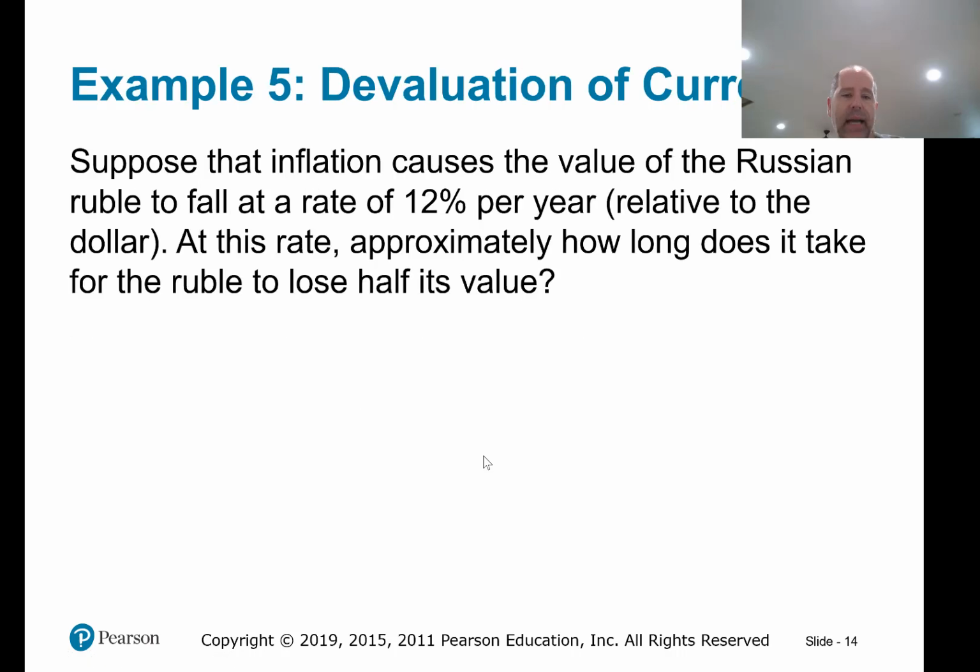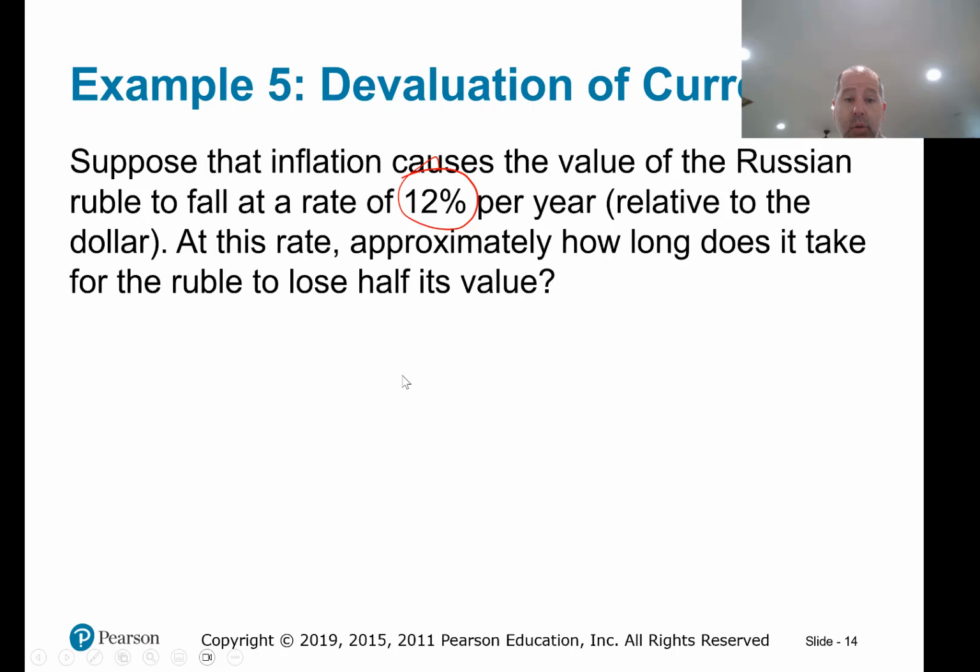Okay, now let's look at the Russian ruble. It says here that it's due to the inflation. Suppose that inflation causes the value of the Russian ruble to fall at a rate of 12% per year relative to the dollar. At this rate, approximately how long does it take for the ruble to lose half its value? So we're looking for the halving life. So again, if we look at 12%, that's the decay rate.